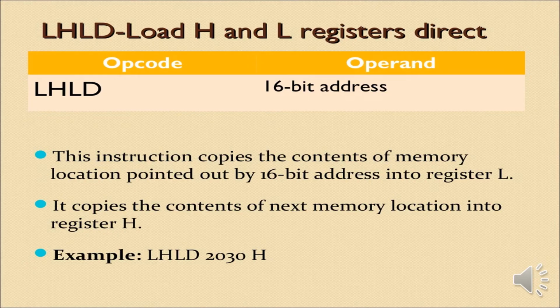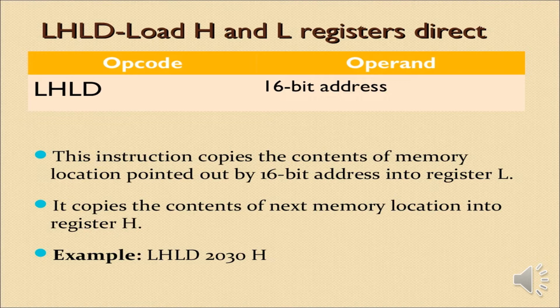Another instruction is LHLD, load H and L register direct. LHLD is the opcode, and the operand is a 16-bit address. This instruction copies the content of the memory location pointed to by the 16-bit address into register L. It copies the content of the next memory location into register H. So the next byte location is directly copied into the H register.